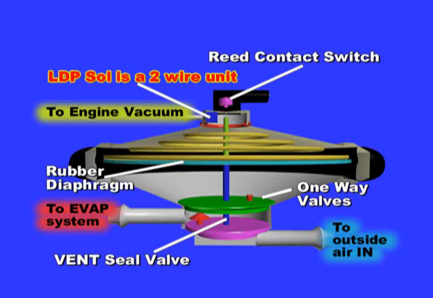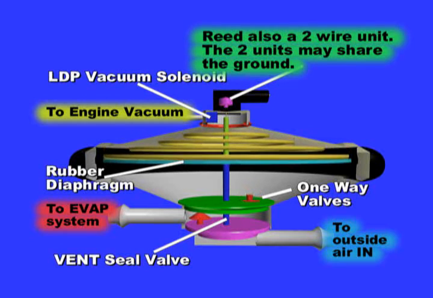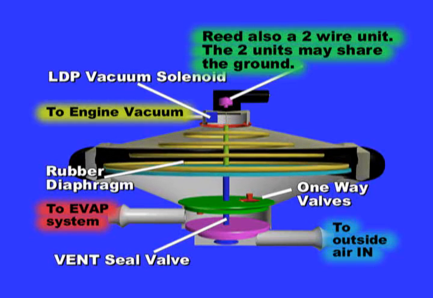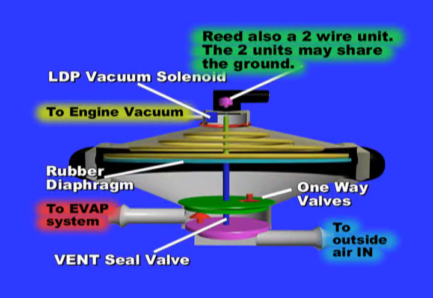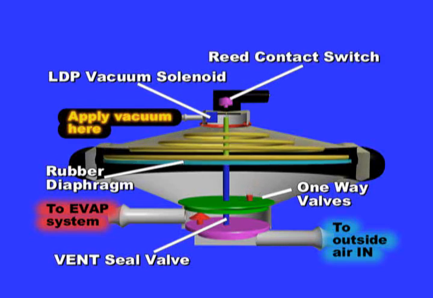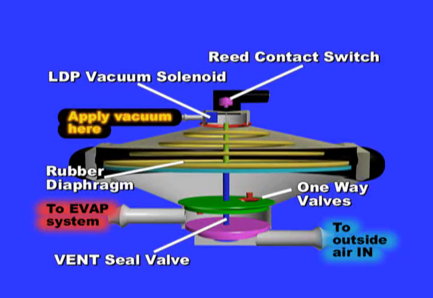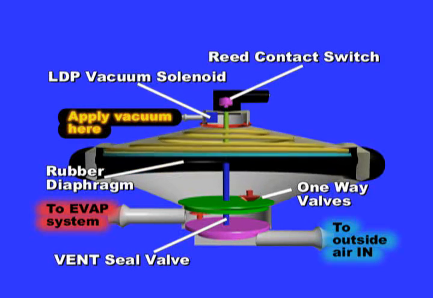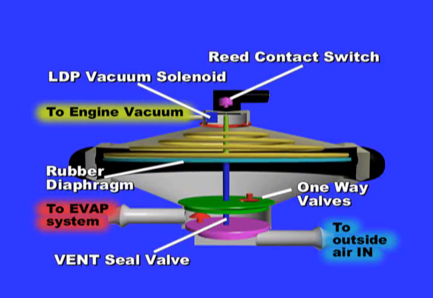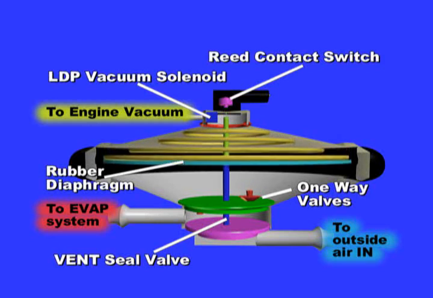This is a simple on and off solenoid. The reed switch is also a two-wire unit. It simply closes the two contacts, and it may work with ground and 5 or 12 volts reference. To test, you may manually remove and apply vacuum to the LDP. Then, use a multimeter set to continuity to make sure the reed switch is working. Most LDP problems are due to a faulty vacuum solenoid. You may also use a power probe to verify that the solenoid is switching vacuum.